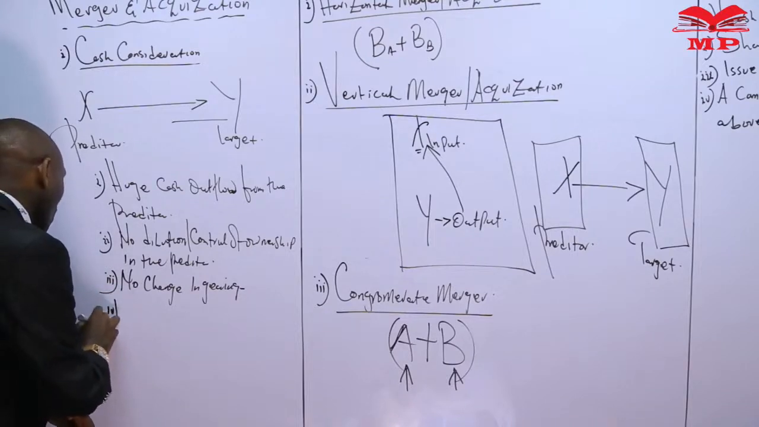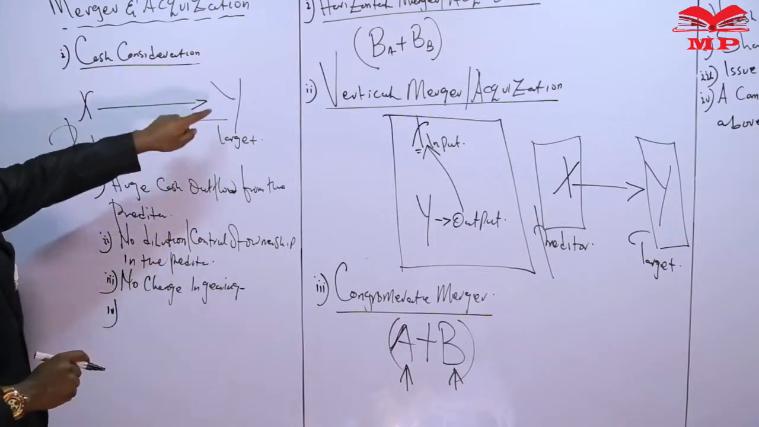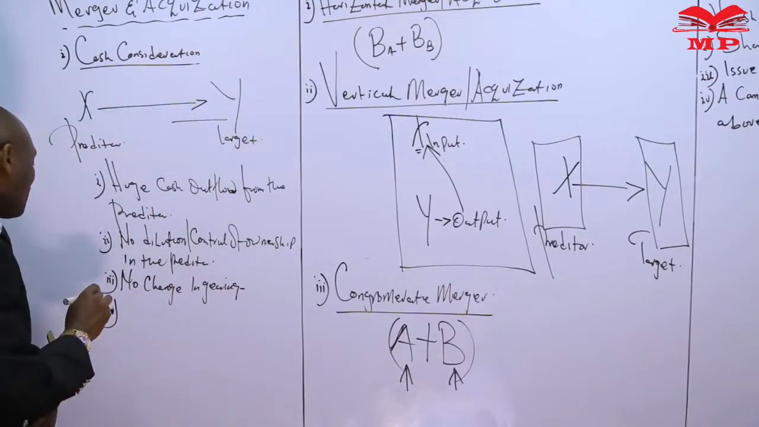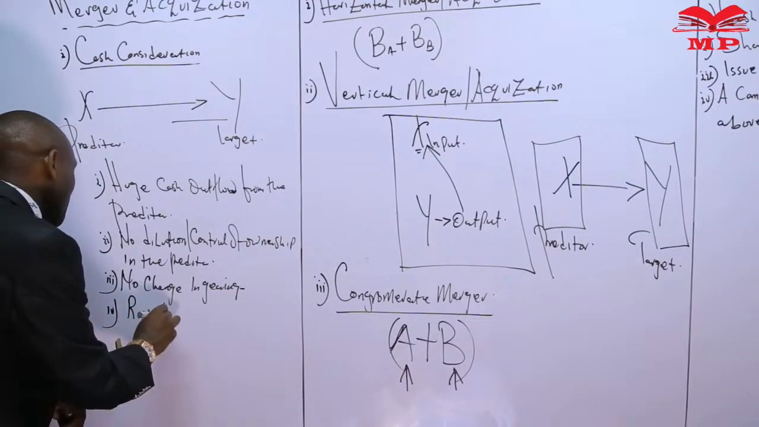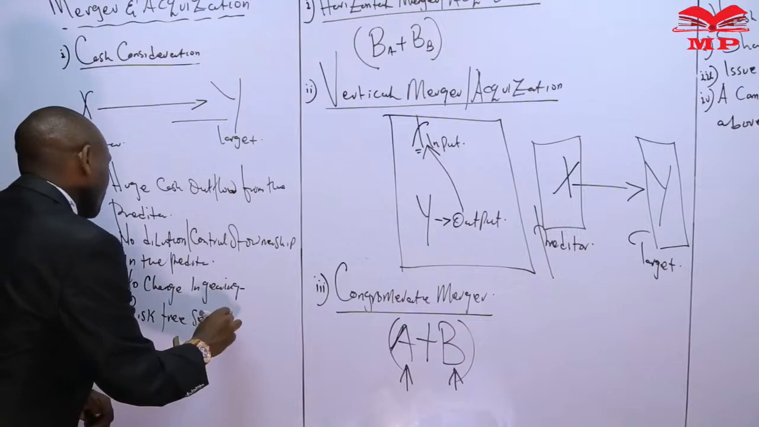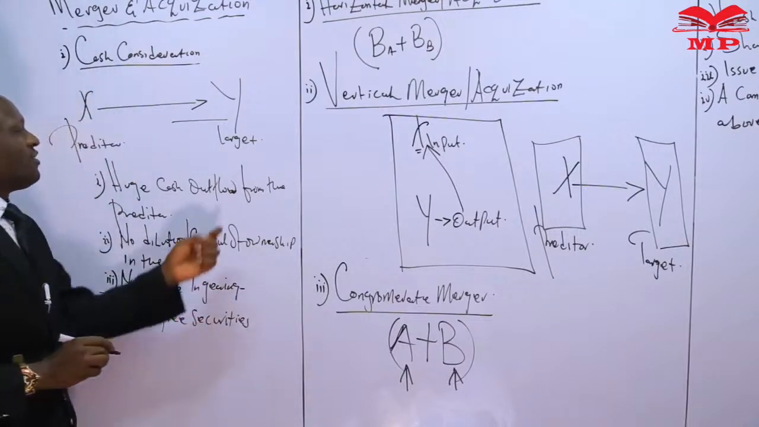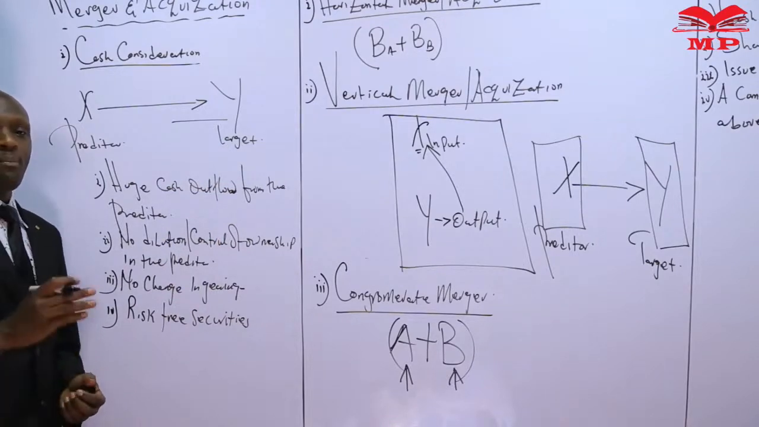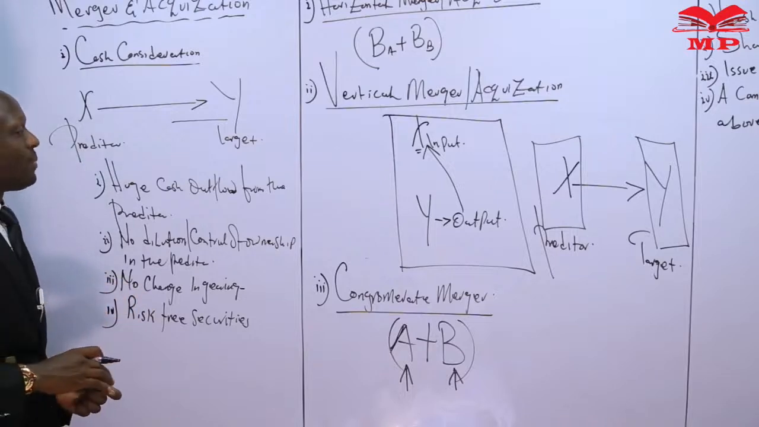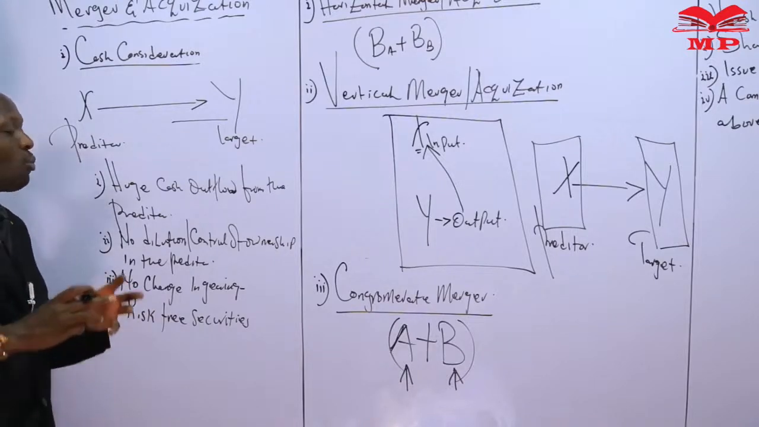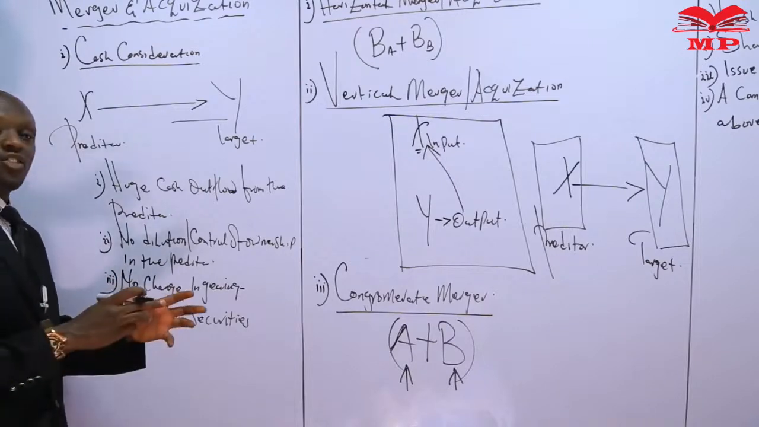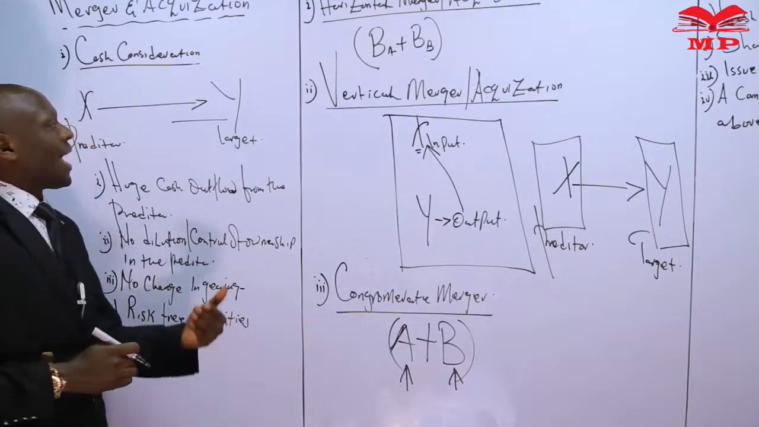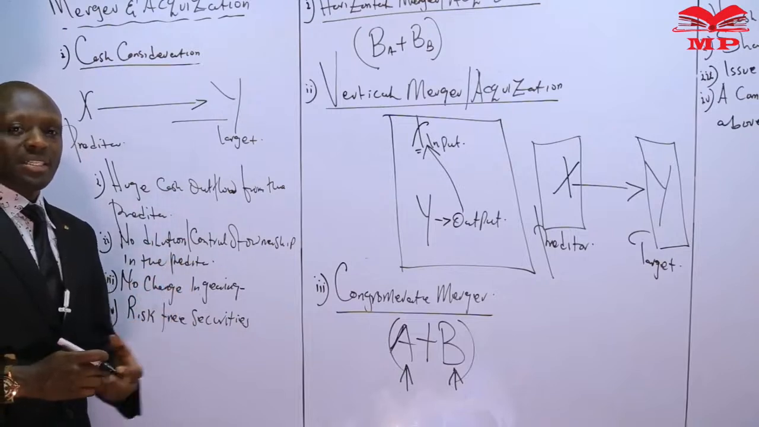The other one, number four, is that the shareholders in the target are paid, and using the proceeds, they can invest in risk-free securities. The investment in firm Y may be considered risky. When the shareholders in Y, that is in the target entity, are paid, they can use the proceeds to move from a risky venture to risk-free securities. That is, use the proceeds and invest them in government securities.